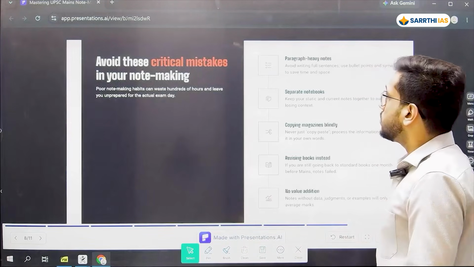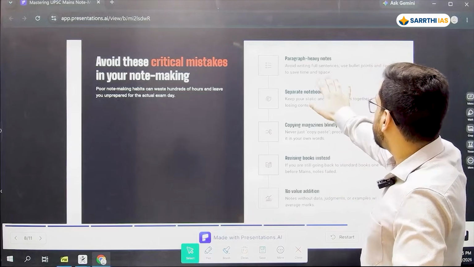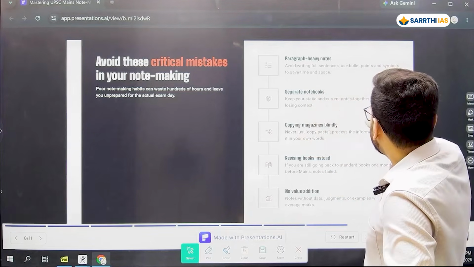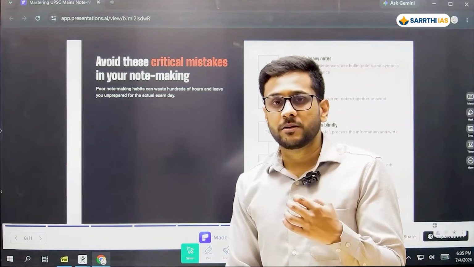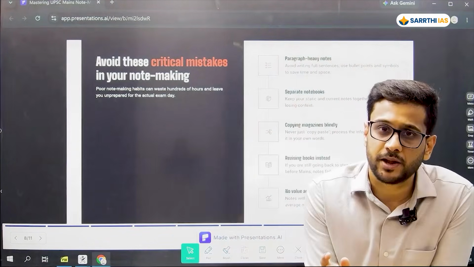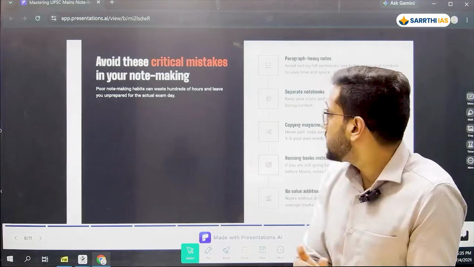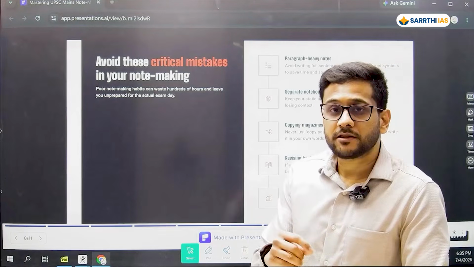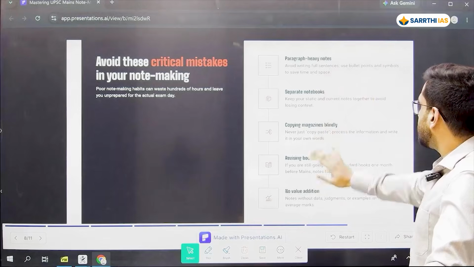Okay, so I have already mentioned this, that you have to avoid paragraph heavy notes, avoid writing full sentences, use bullet points and symbols to save time and space. You must have seen many toppers' notes where they are using symbols and they are using only keywords, bullet points, so that they can revise it very fast. You have to avoid paragraph heavy notes.